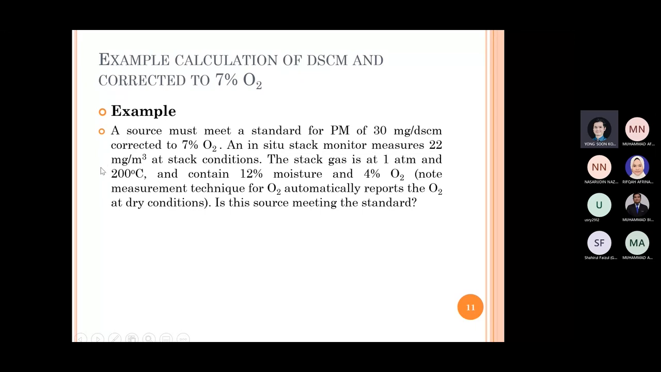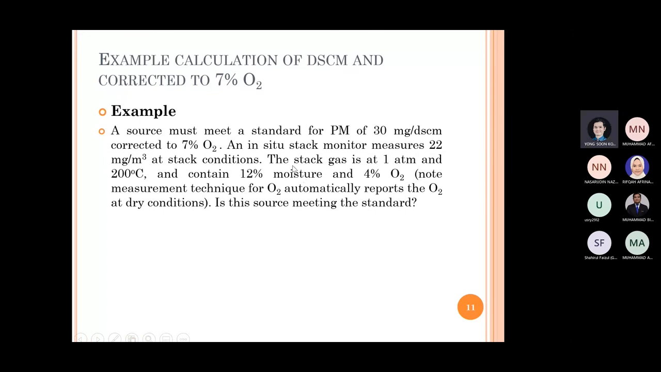The temperature of the emission gas is 200 degrees Celsius, twice as much as the boiling point of water. So it makes sense, more acceptable. And it contains 12% moisture, so don't be surprised that even at this high temperature you still have 12% moisture. Why? When combustion happens, water is part of the byproduct, so that's why it is emitted. It is a byproduct of the combustion, but in no way a pollutant, so you have to exclude this 12% moisture.